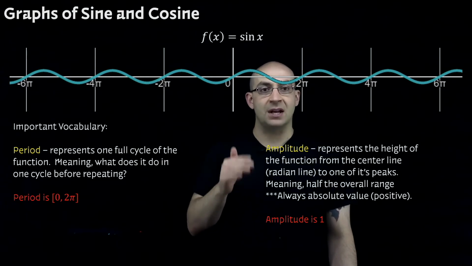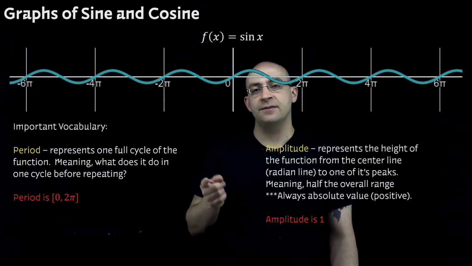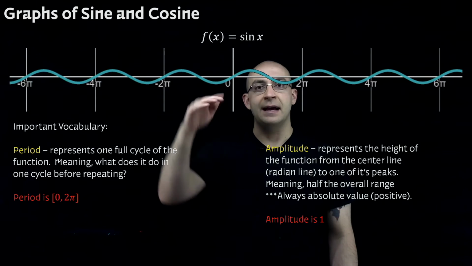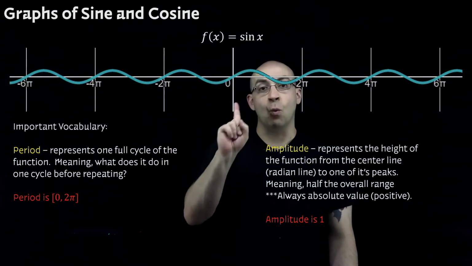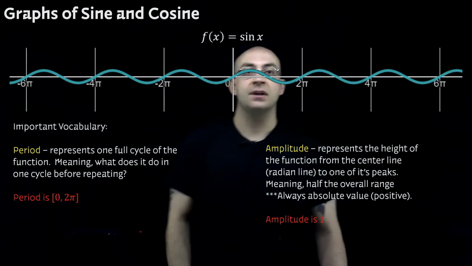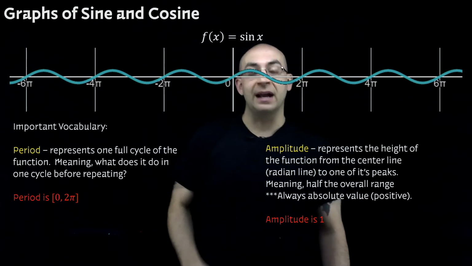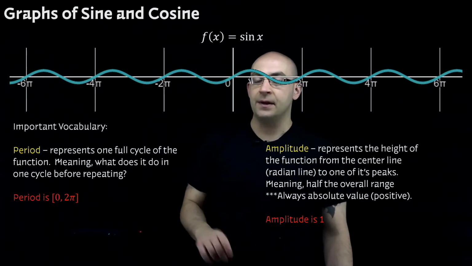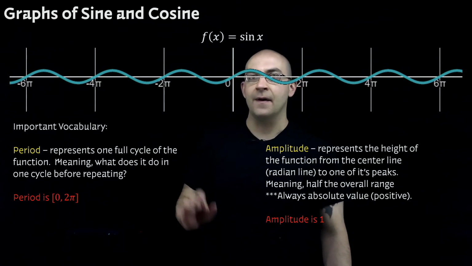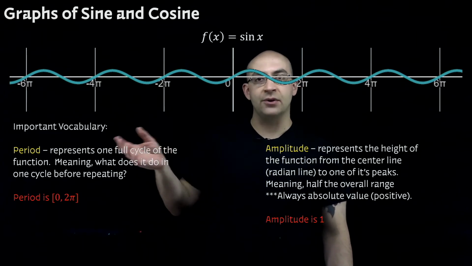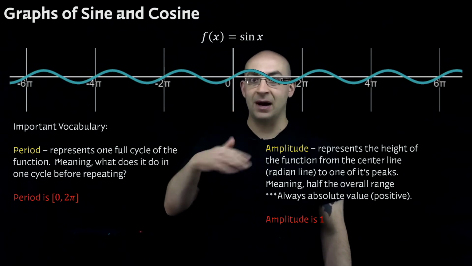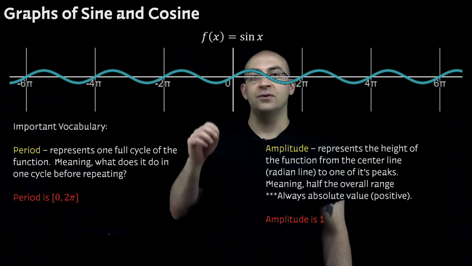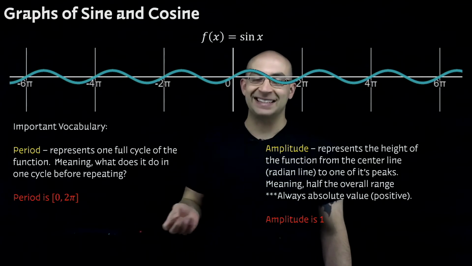Amplitude is literally just height. It's always positive, so it's always the absolute value, and it's from the center line up or the center line down. It's 1 on sine graphs. The amplitude will always be 1 on a parent function of sine. Now remember, parent functions are the basis of where all other transformations occur from. Sine x is the bare bottom minimum of your parent function. Doesn't get any more basic than that.